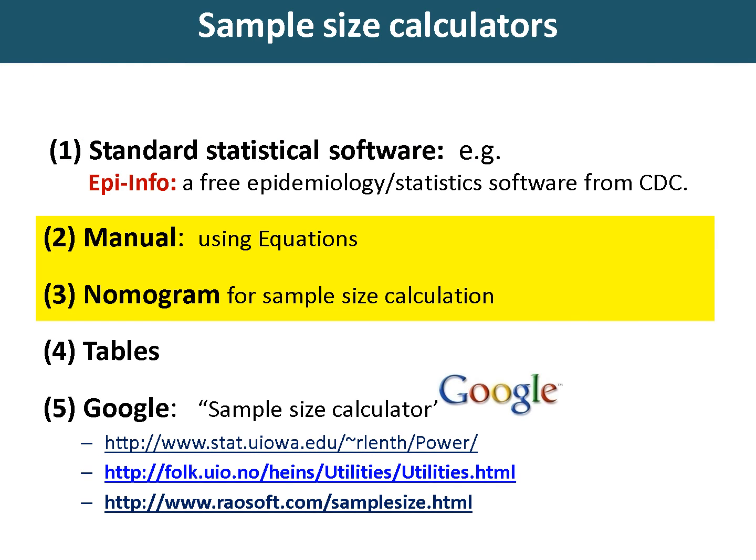So we use a sample size calculator to calculate an adequate sample. There is more than one sample size calculator. Number one is standard statistical software, for example Epi Info. Number two, manually, we can calculate sample size using an equation, a nomogram, or tables, and from Google there is a sample size calculator.